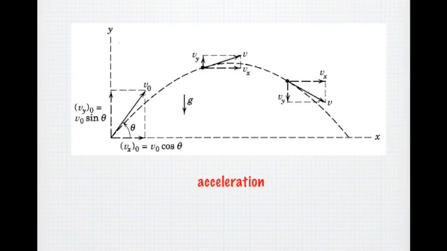Acceleration. There is no acceleration in the x direction, and the only acceleration in the y direction is negative g. So ax equals 0 and ay equals negative g.